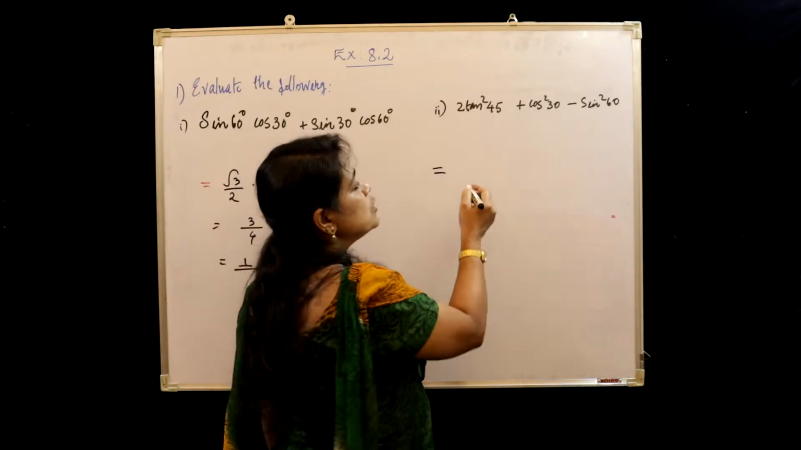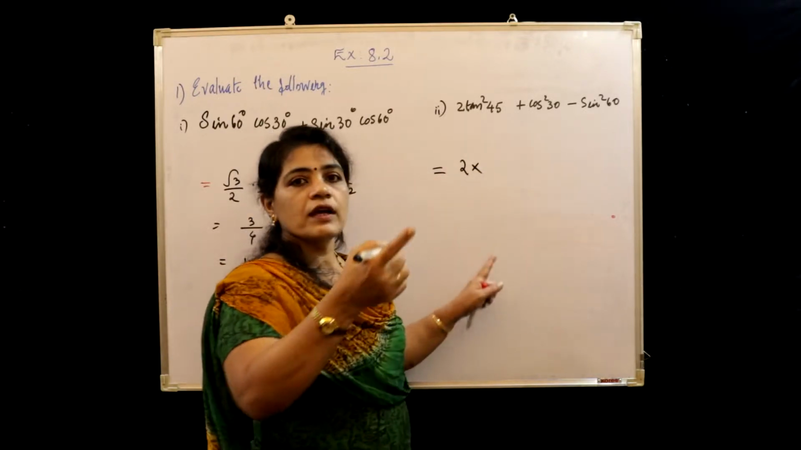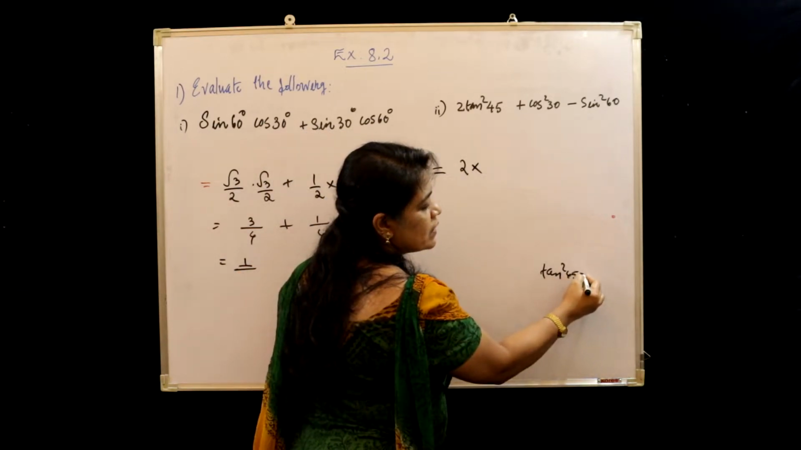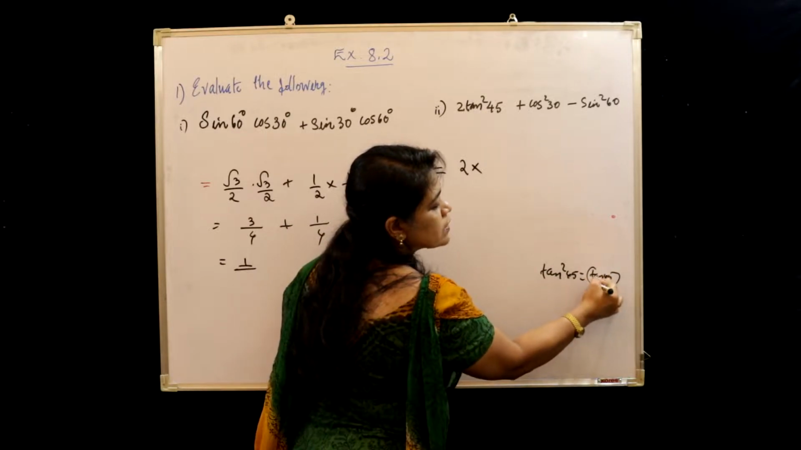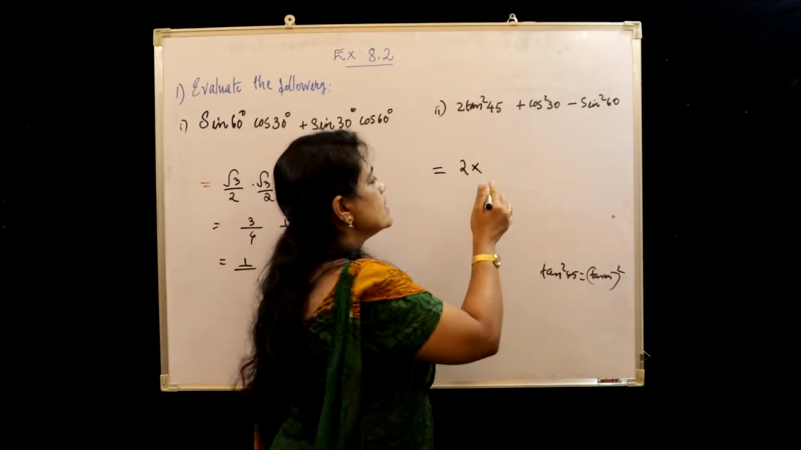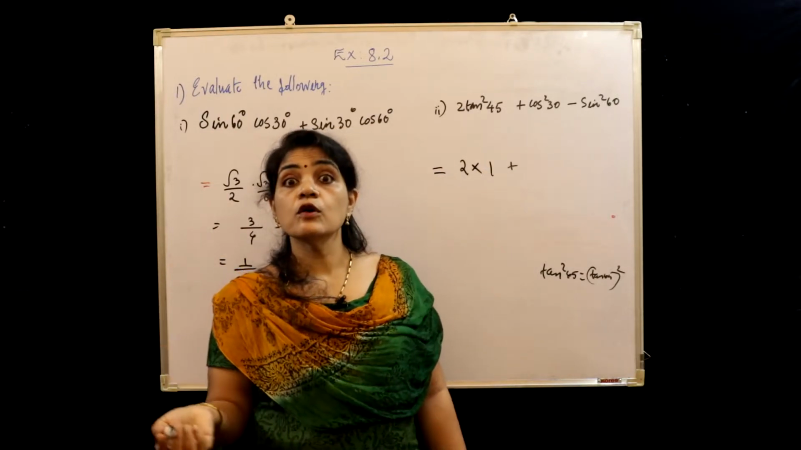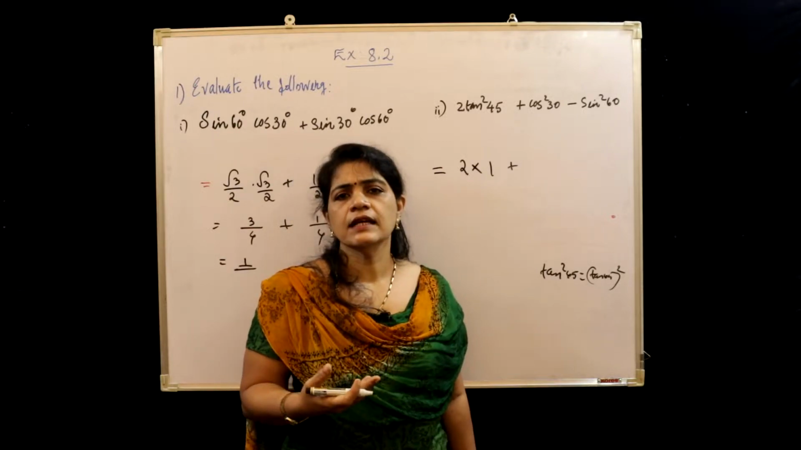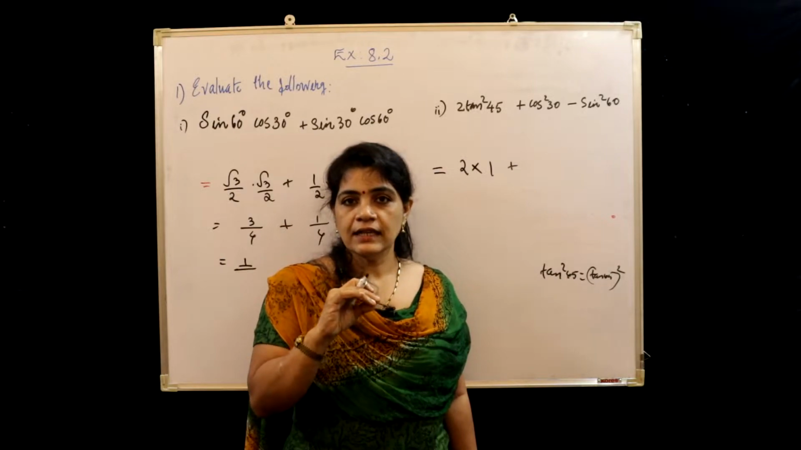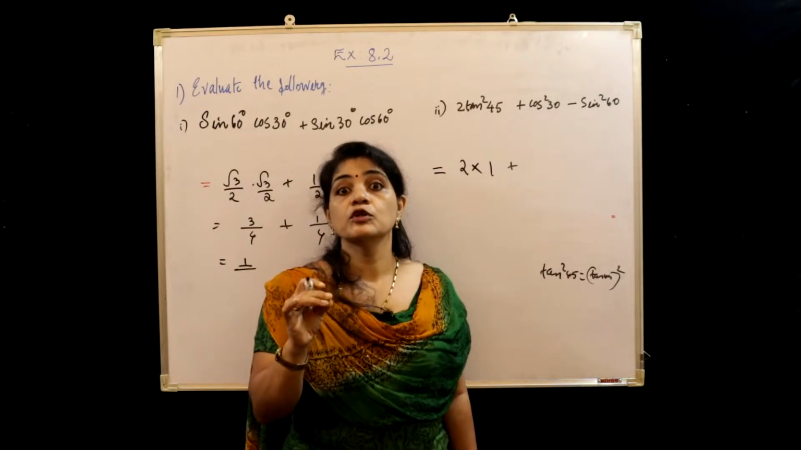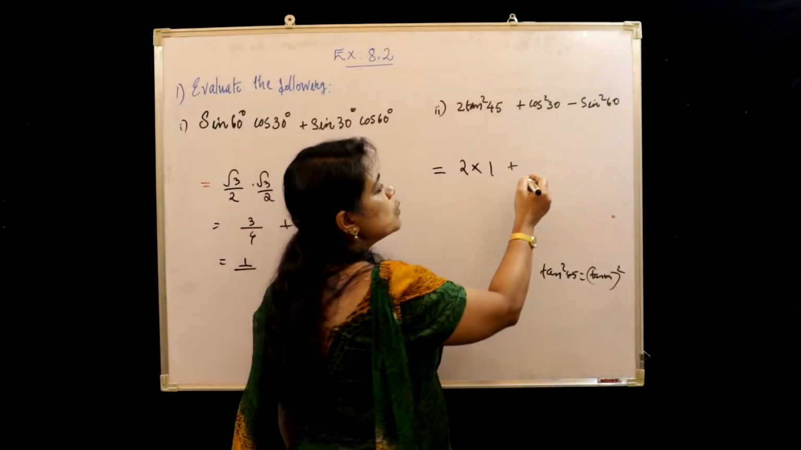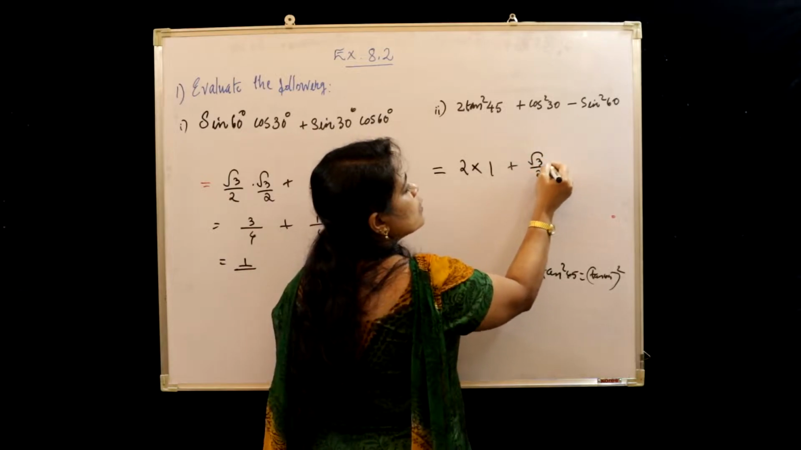So 2 into tan square 45, which is actually tan 45 whole square. What is tan 45? 1 square is 1 itself, plus cos square 30. We have just seen that for cos 30, the complement of cos is sine, and 30 degree complements 60, so sine 60 equals cos 30. And what is sine 60? That is root 3 by 2, so root 3 by 2 whole square.